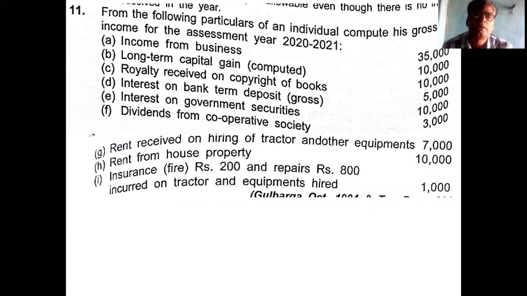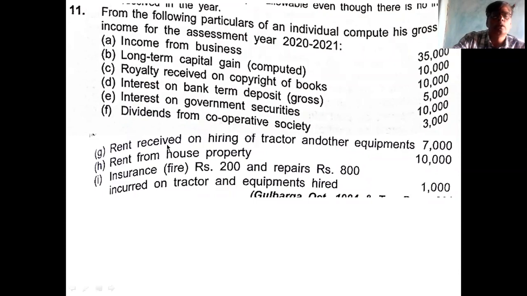What are the 5 heads? First is salary. Second is house property. Third is business. Fourth is capital gain. Fifth is other source, whatever you are studying now. Okay. So the total of 5 heads is called gross total income. In this problem, you have to calculate the 5 heads total.